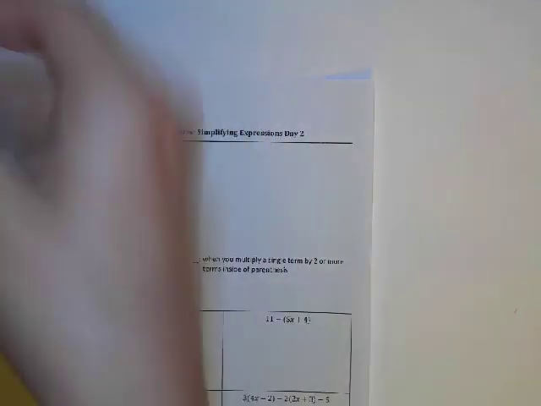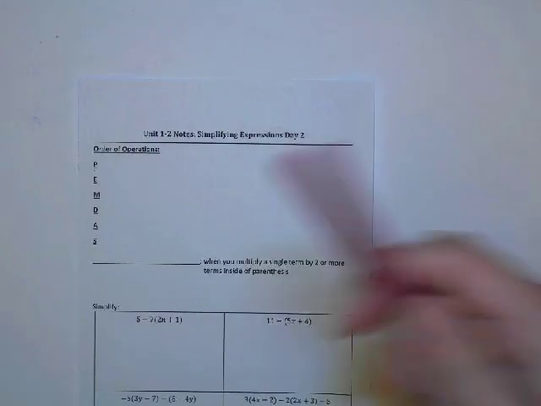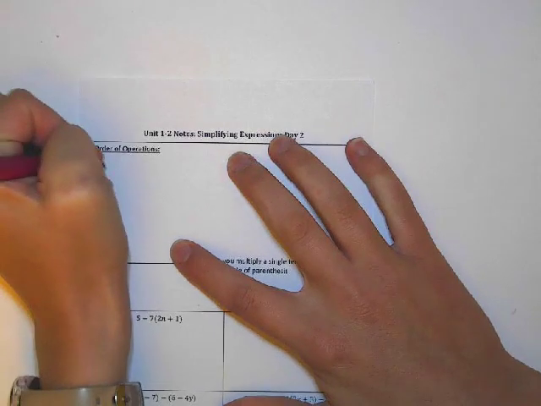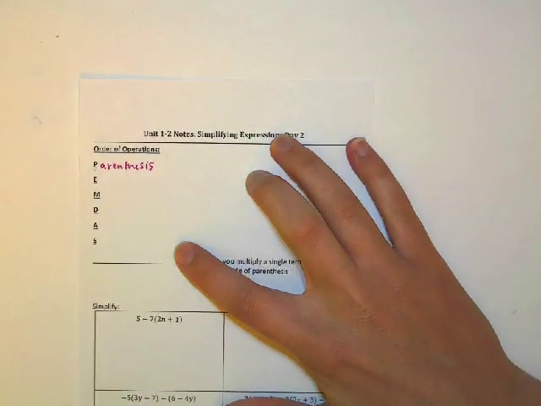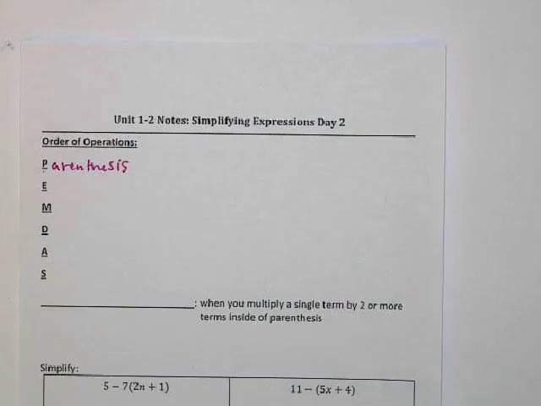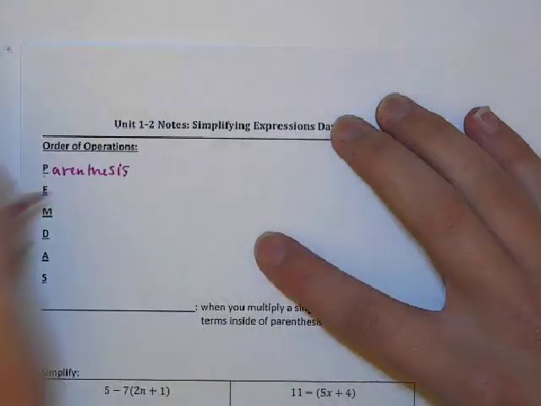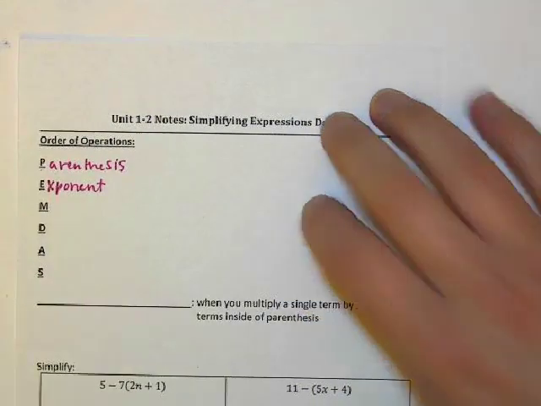What PEMDAS is. So first, the P. Let's talk about what P stands for, which is parentheses. Okay, so you're going to write parentheses. Okay? Let me zoom in a little bit so you guys can see that better. There you go. Okay, the E stands for what? Exponent. Okay, remember what an exponent is?